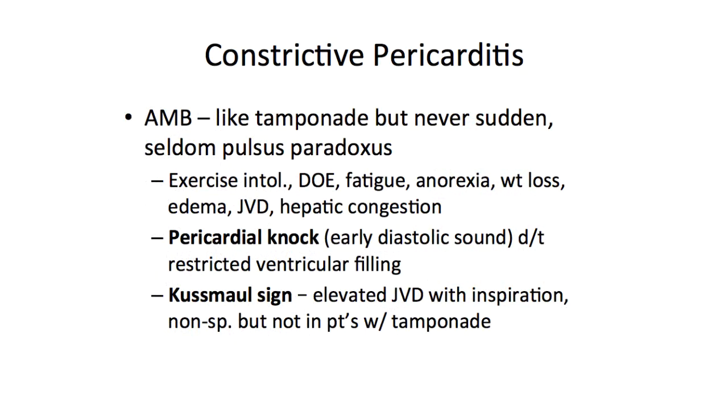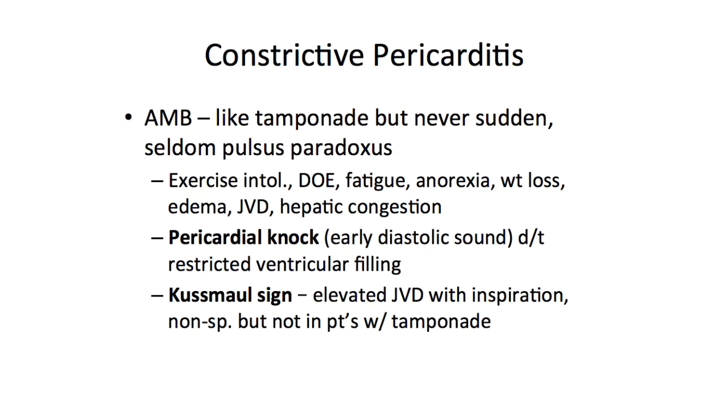The manifestations of constrictive pericarditis are very similar to cardiac tamponade, which we'll discuss in a moment. But the symptoms are never sudden, and seldom is there a Pulsus Paradoxus. Patients may experience exercise intolerance, dyspnea on exertion, fatigue, anorexia, weight loss, edema, jugular venous distension, and hepatic congestion.